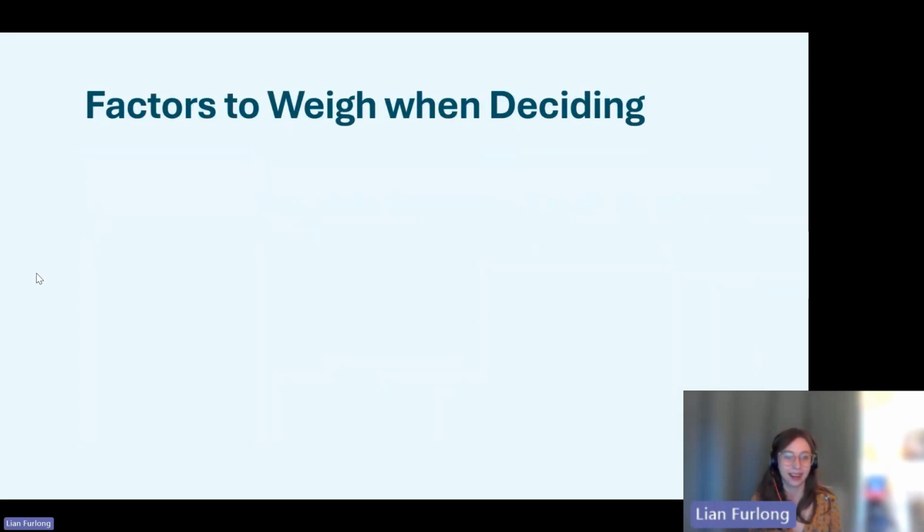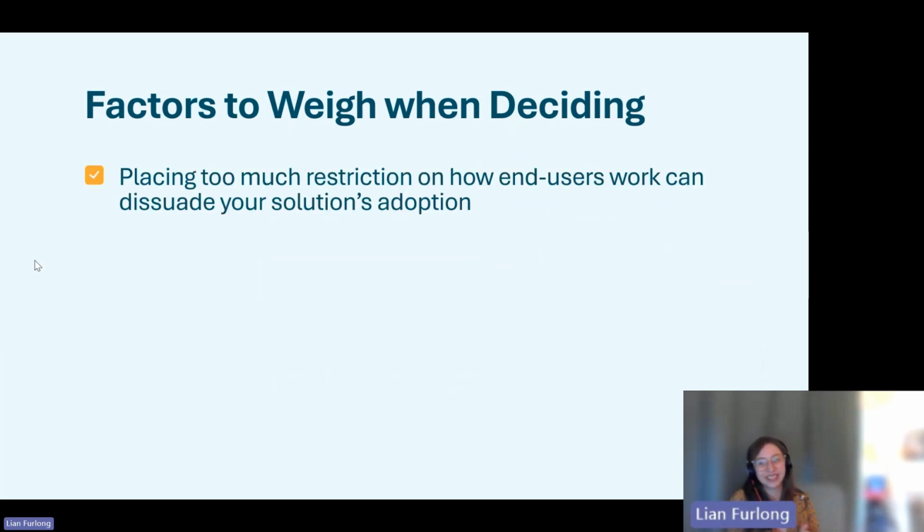Some factors to think about when you're deciding record versus standard. I clearly have a preference probably. Placing too much restriction on how your end users work is going to dissuade your solution's adoption, or at least it's going to ask a lot more training for end users to recognize what a lock to record looks like, so that they're not just bombarding you with IT requests because they can't modify their document.